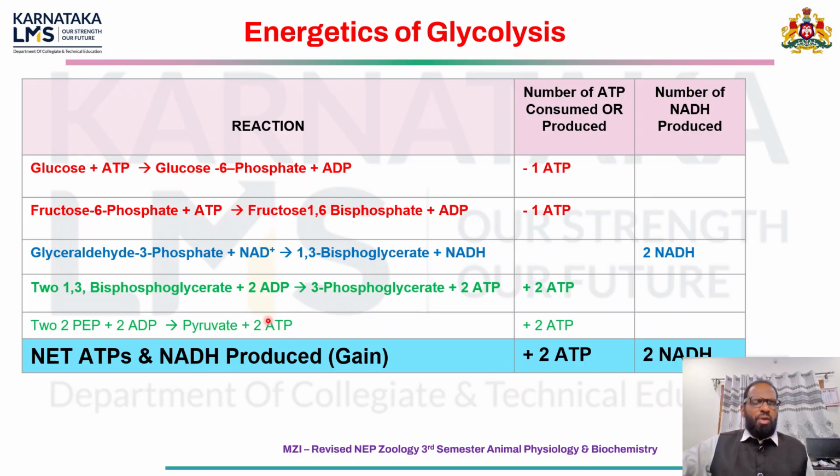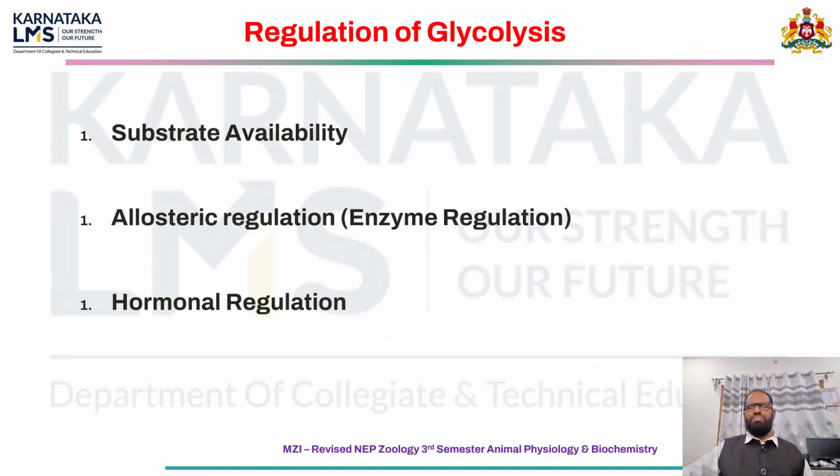Altogether, if you want to see the net ATP and NADH production, then we can say that at the end of glycolysis, there is a net generation of 2 ATPs and a net generation of 2 NADH. This is the energetics of glycolysis.